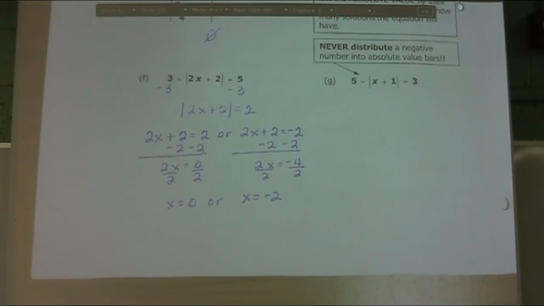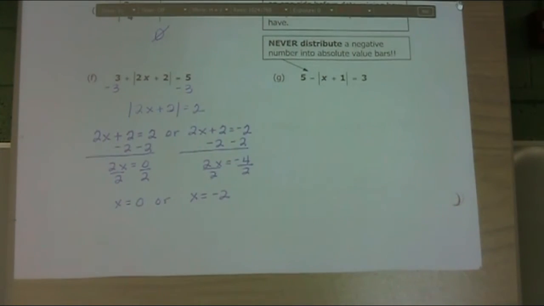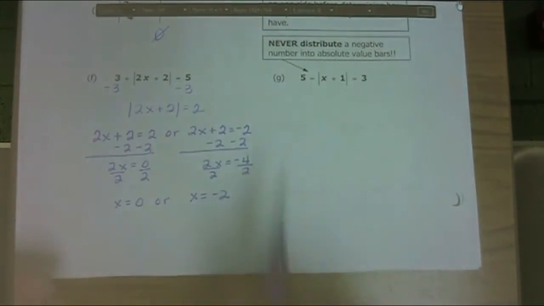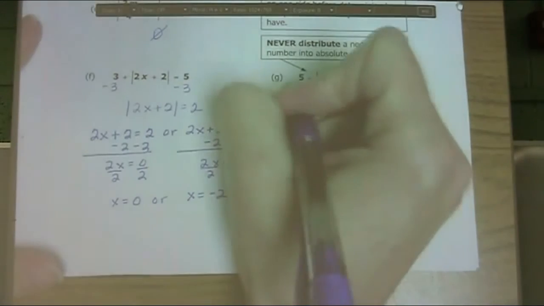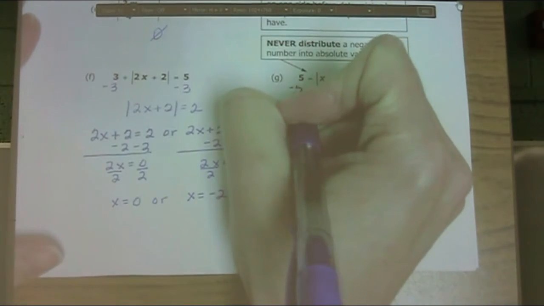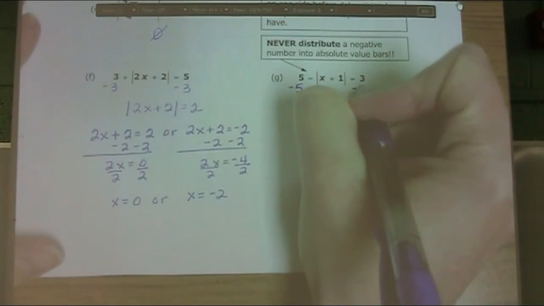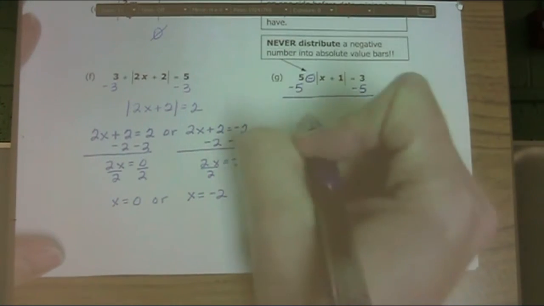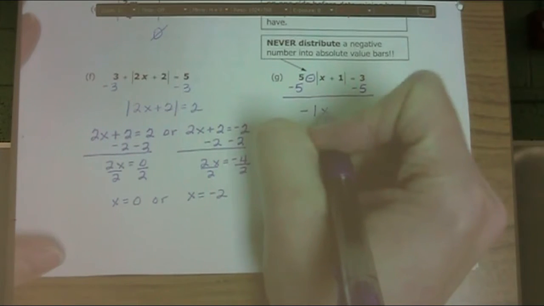I have a similar situation with G. I have things outside of the absolute value bars. So first thing I'm going to do, I want absolute value all by itself. So I'm going to get rid of the 5 by subtracting 5 on both sides. Here's the thing you need to be careful of. There is a negative right here. It needs to come down.